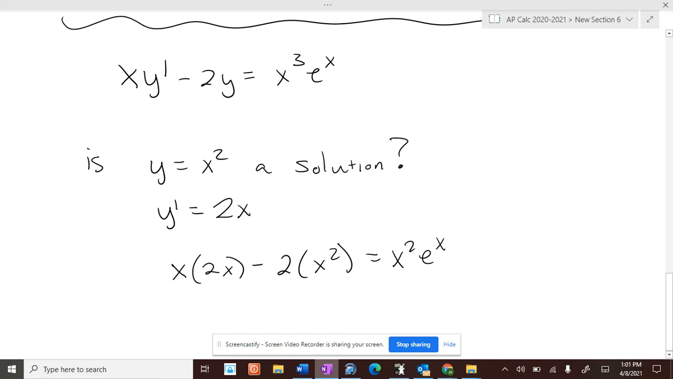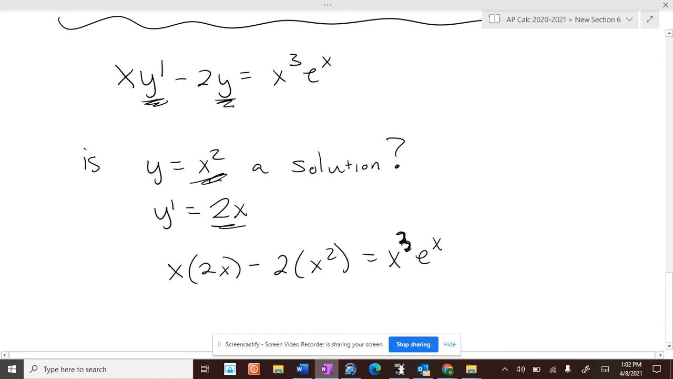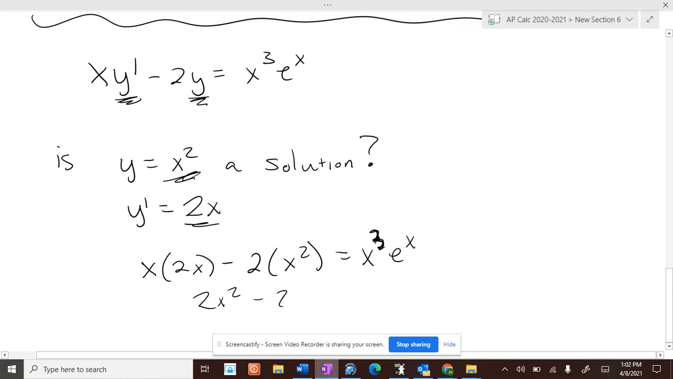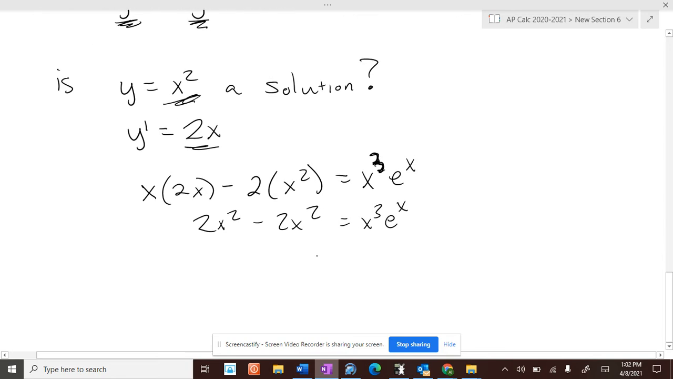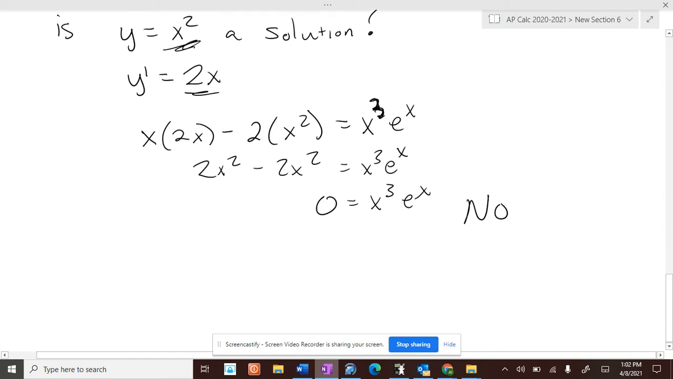So we replaced y with what y is equal to and y prime with what y prime is equal to. x to the third, Truman. x to the third right here. All right. So 2x squared minus 2x squared equals x cubed e to the x. So then, is 0 equal to x cubed e to the x? No, that doesn't work.